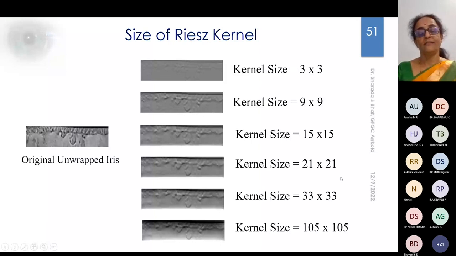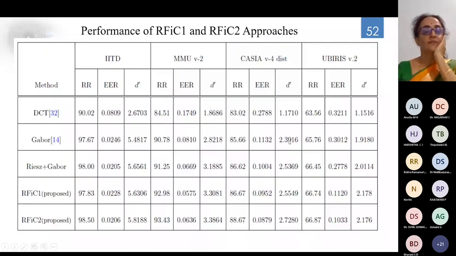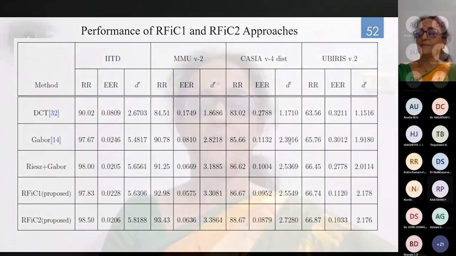The experiment proved that after a certain level, there is no need to increase the kernel size. This is an empirical result actually: up to kernel size 15 we were getting very good results, and after that it was not good. So whatever result we have got is from the size 15 by 15 itself. So these are the performances of the RFIC 1 and RFIC 2 approaches.